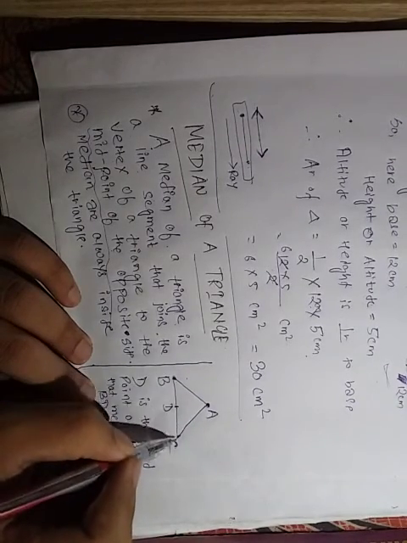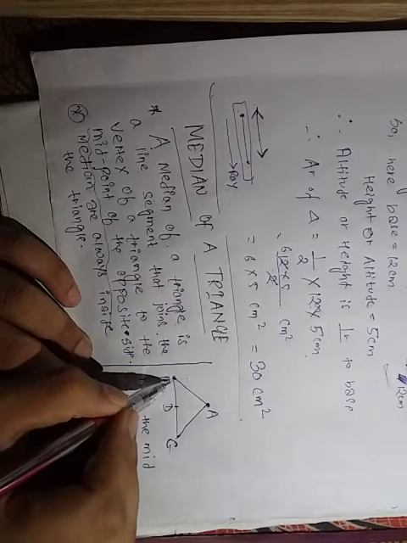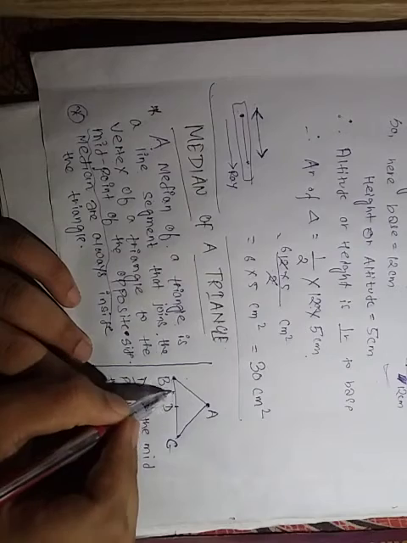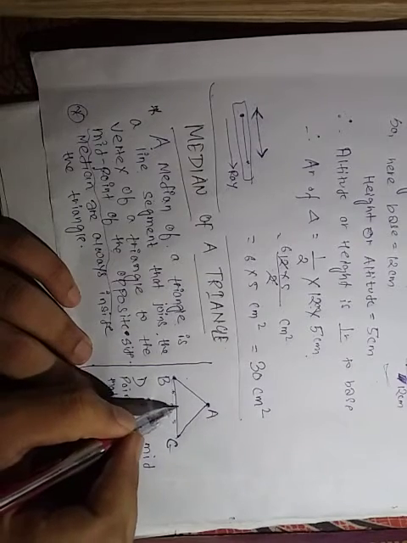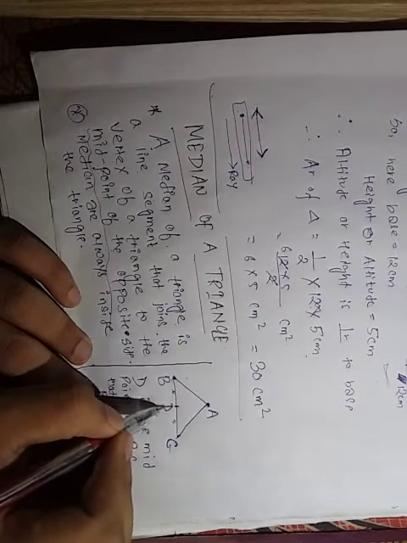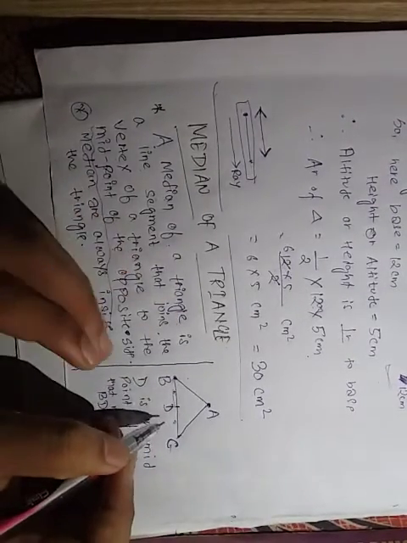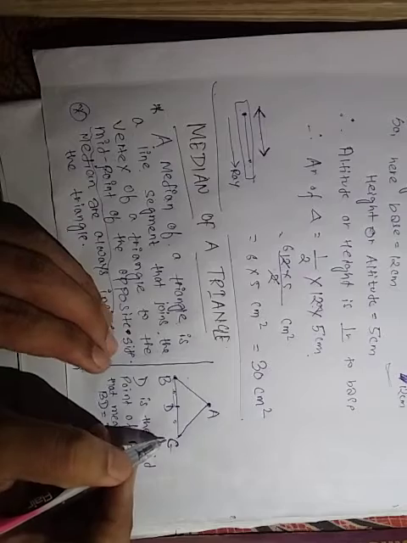That means if BC is 10 centimeter, then BD will be around how much? It will be also 5. This will be also 5 because D is the midpoint. D will lie in the middle. So here on the left hand side there will be 5 centimeter. On the right hand side there will be 5 centimeter.